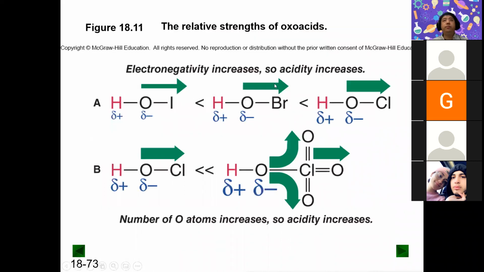Okay. So again, this is just relative strength that you can see. The more oxygens that we have, the more easy it is for that hydrogen to dissociate and separate. So the stronger the acid.